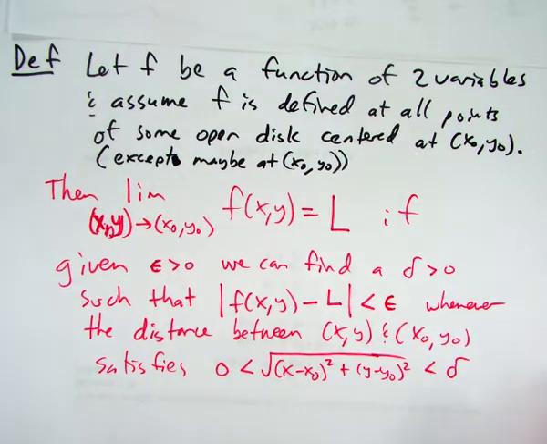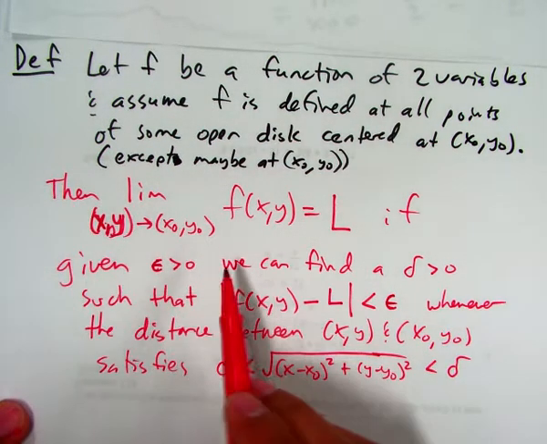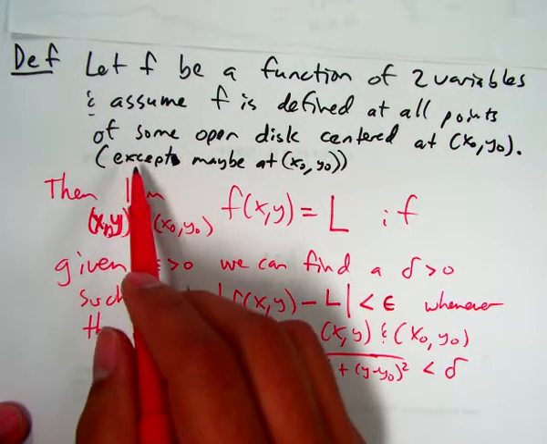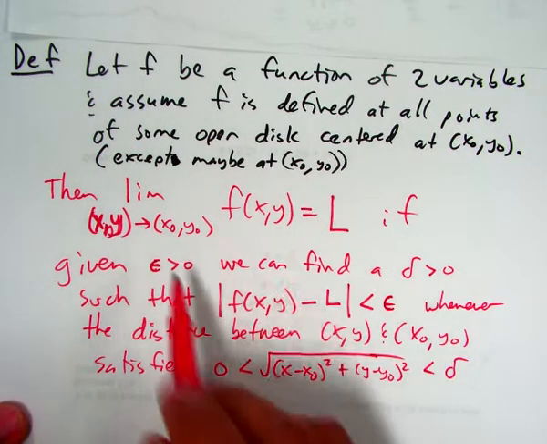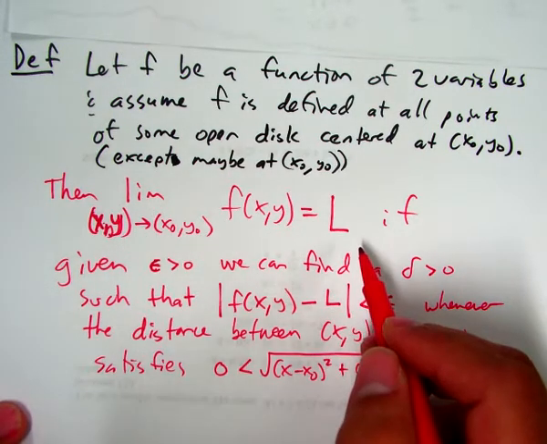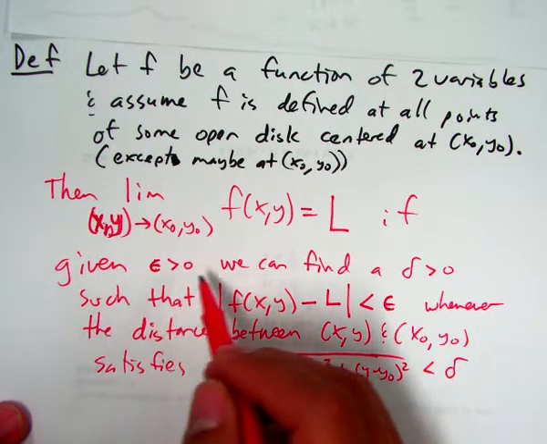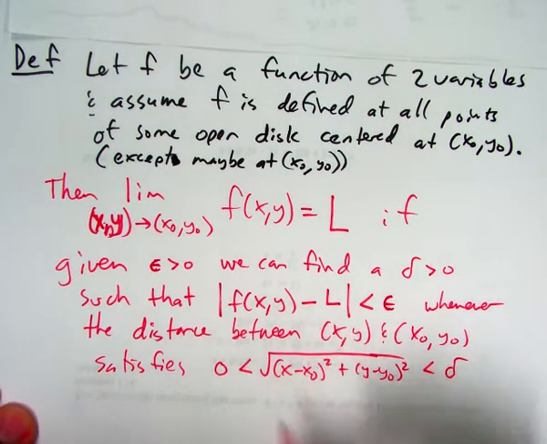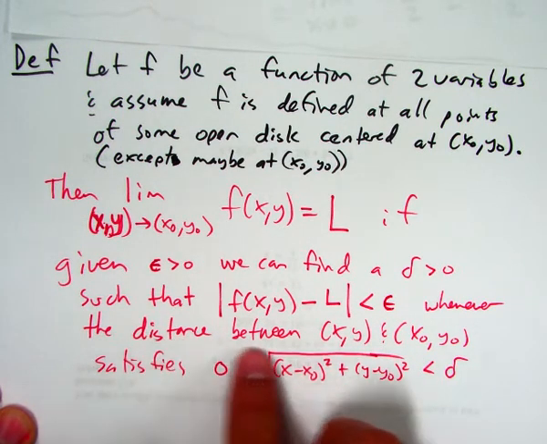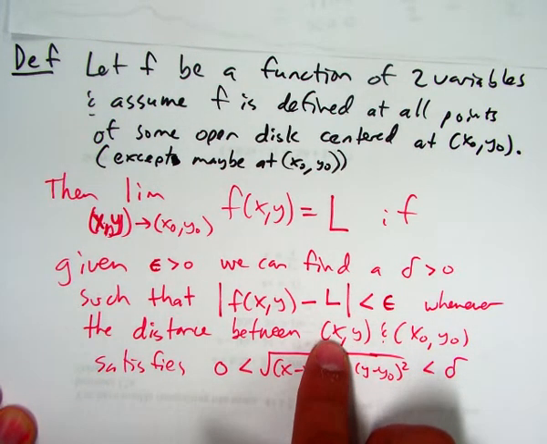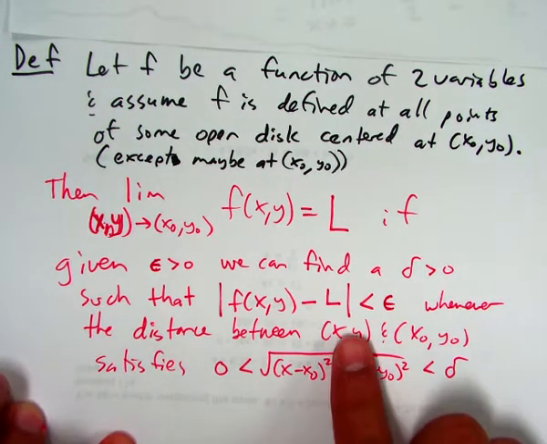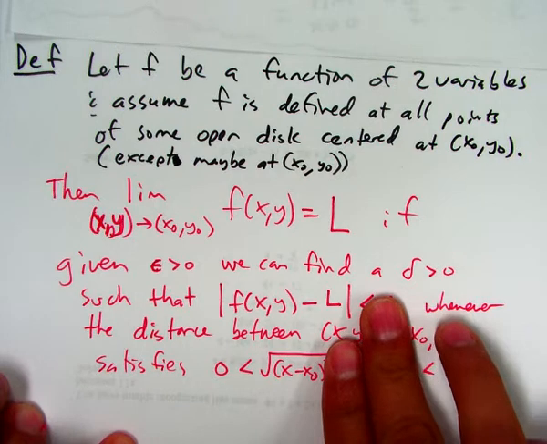In Calc 1, everything is the same except it would say let f be a function of one variable and assume f is defined at all points except maybe at x naught. Then we say that the limit of f of x as x approaches x naught is equal to L, and everything is the same. Given some little epsilon, we can find a delta greater than 0 such that the difference in these values is less than epsilon, and then we say whenever the distance between x naught and x satisfies 0 less than the absolute value of x minus x naught. So it's just this part, essentially, because we only have one variable. Okay?